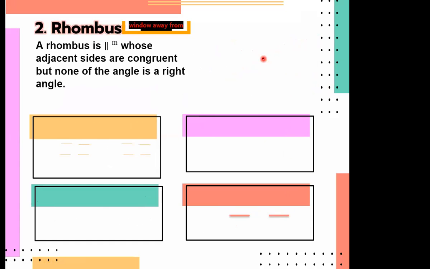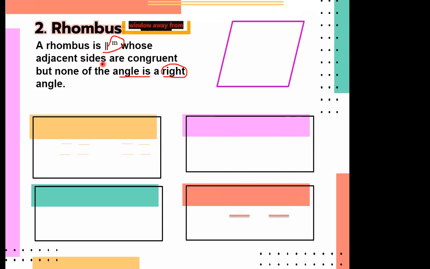Now move on to the next one, rhombus. The second kind of quadrilateral is the rhombus. Now what is a rhombus? A rhombus is a parallelogram whose adjacent sides are congruent, but none of the angles is a right angle. This is important. It means all the sides will be congruent, but none of the angles is a right angle.